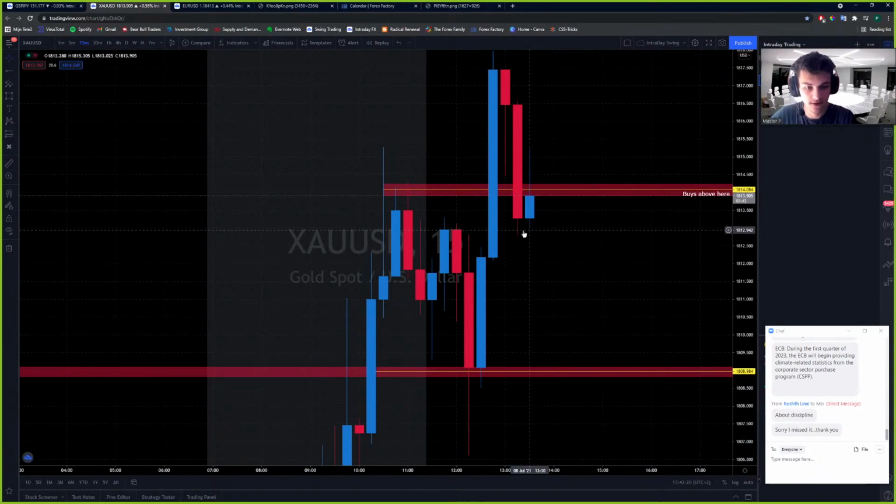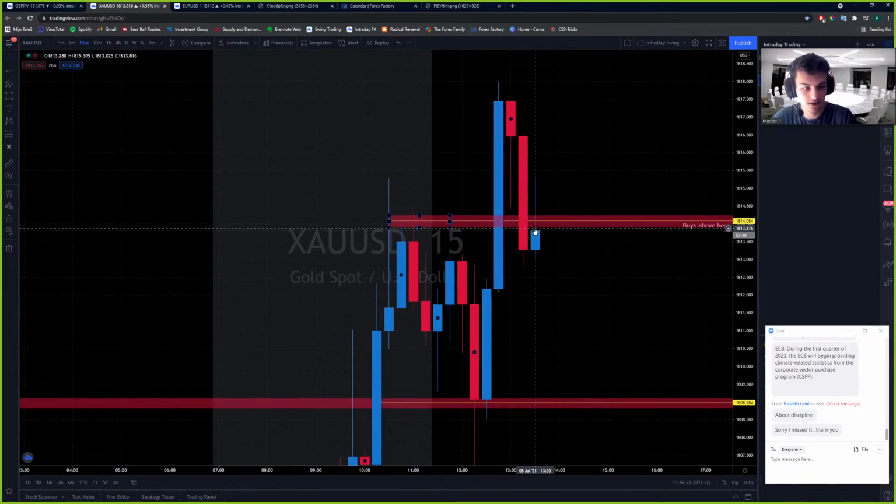So yeah, we're gonna wait for this candle to close weak bearish, break this low, and continue on down.